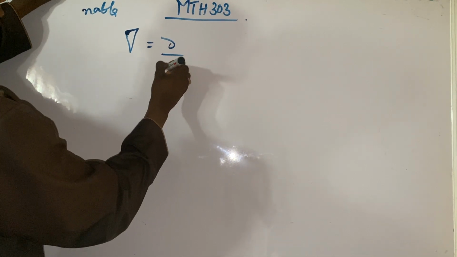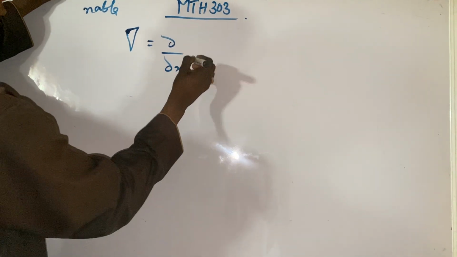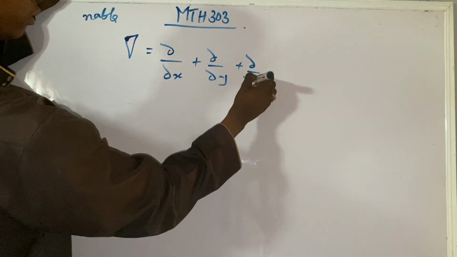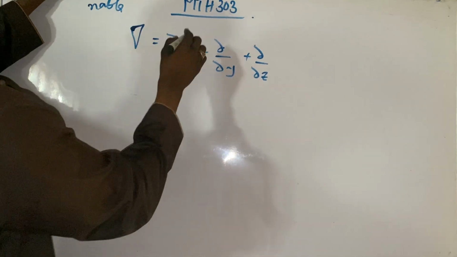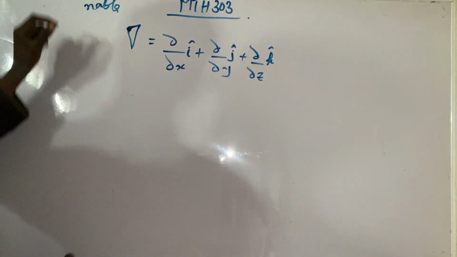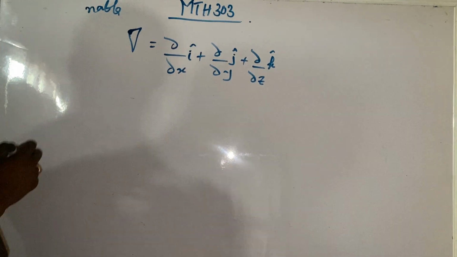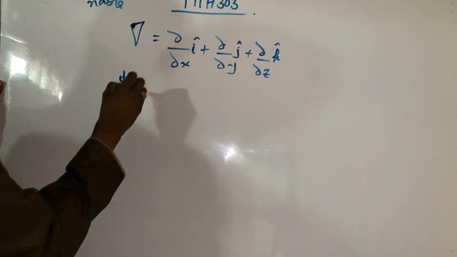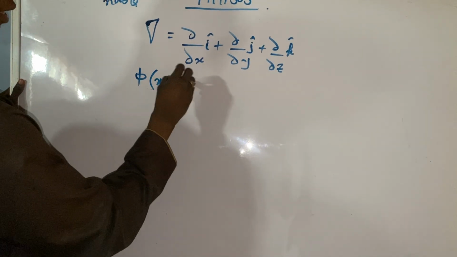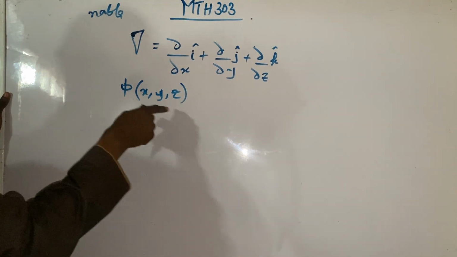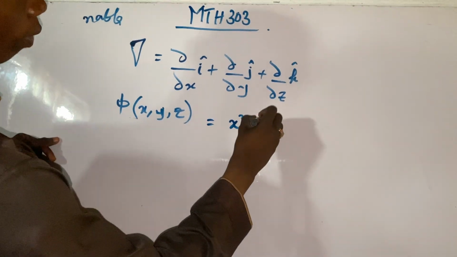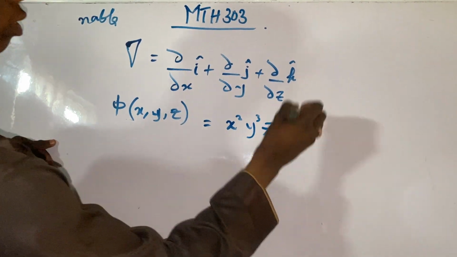Del x plus del y plus del z. But it's going to be having unit vectors. This is with i, this is with j, and this is with k. So if we had a vector that is a function of x, y, and z, this is a function of x, y, and z. Let us say it is x squared y cubed z squared.